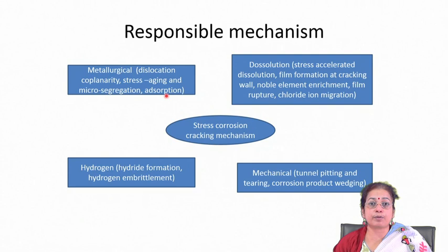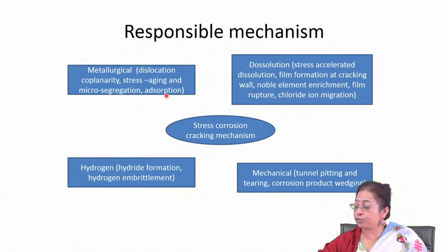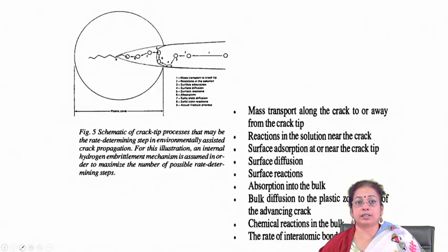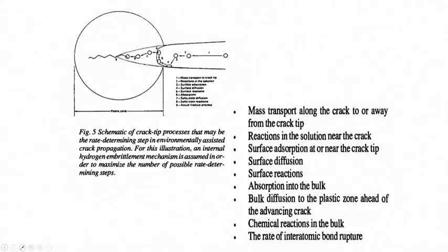And the mechanical factors which are responsible are tunnel pitting and tearing, and corrosion product wedging. Those factors lead to differential mechanical forces acting on different regions, as a result of which there is cracking along certain directions of the material as compared to the rest of the material. So, you can say that in stress corrosion cracking, stress is preferentially acting on a certain point and is so high that there is cracking of the component at a much faster rate, by thinning down of the overall surface area.